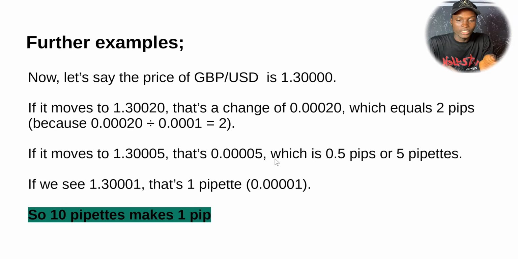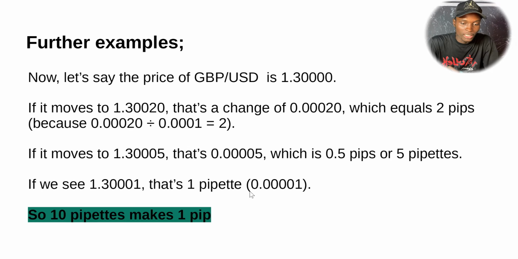Then the last digit, which is the one that you are interested in knowing, which is the pipette, is going to be your standard. Now, which is 0.5 pips or 5 pipettes. So the 4th digit is your pip and the 5th digit is your pipette. Now, if this had moved to 1.30001, that is going to be a 1 pipette movement and not 5 pipette movement.